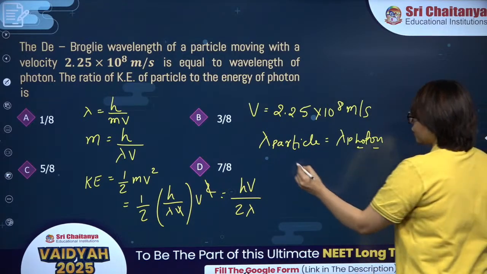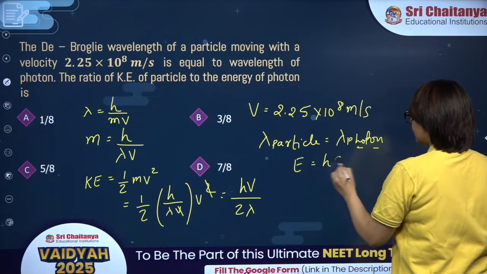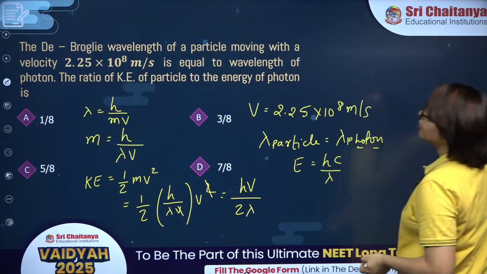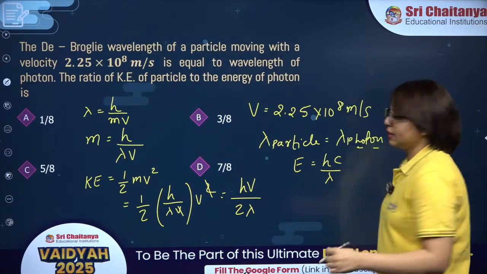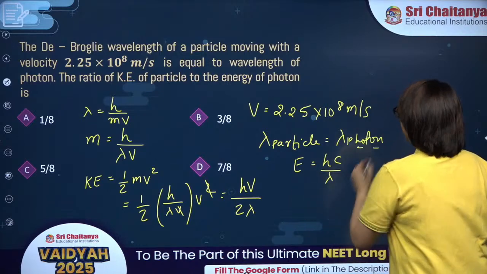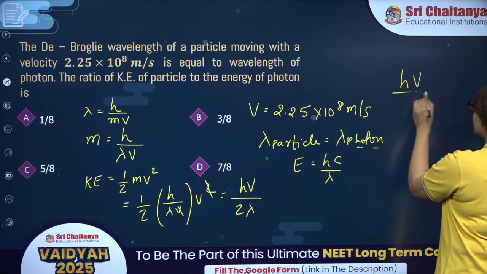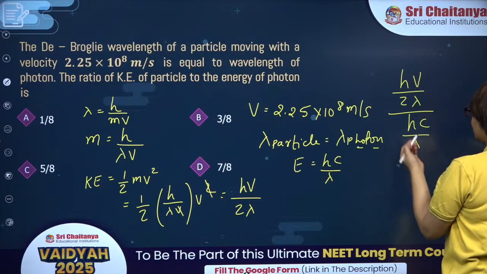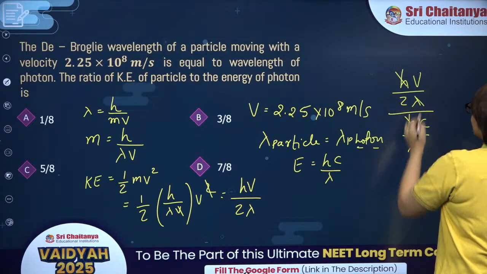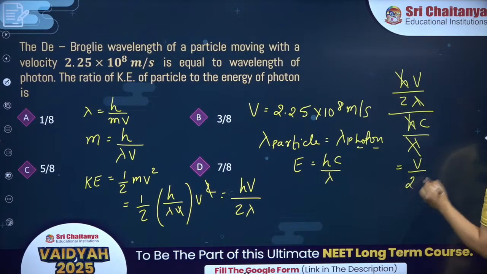Now the energy of the photon is hc divided by lambda. Right, we have to find the ratio of kinetic energy of the particle to that of the photon. So it will be hv divided by 2 lambda, divided by hc divided by lambda. h and lambda cancel, so it is v upon 2c.